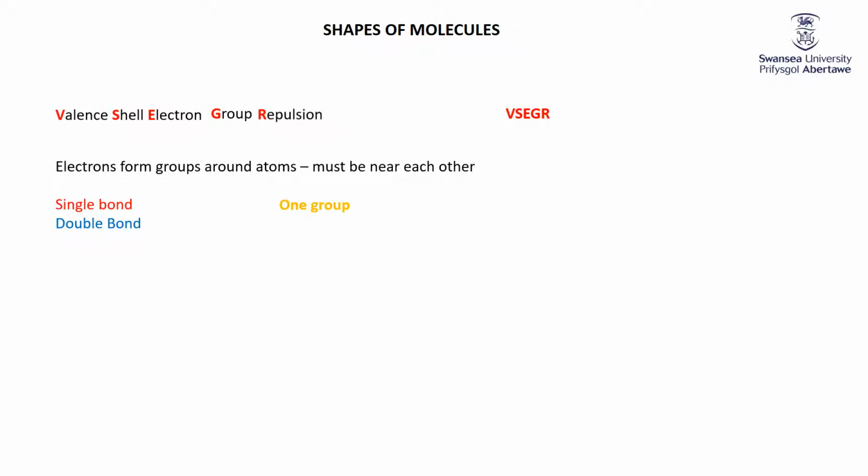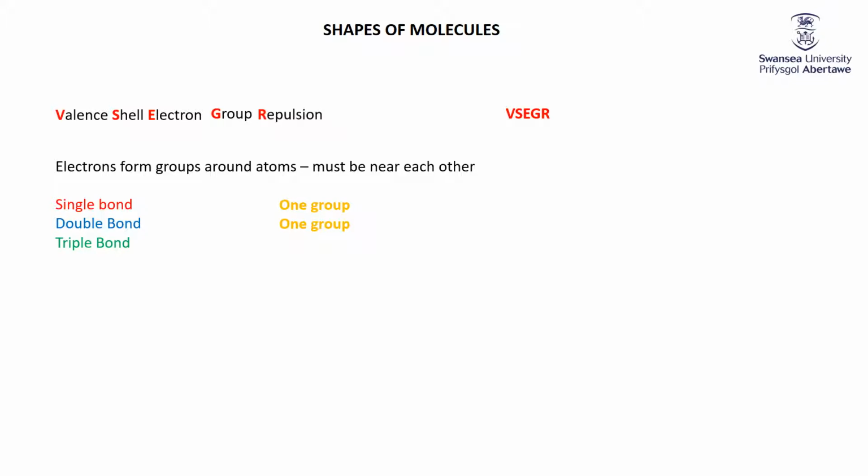A double bond, 4 electrons. However, they still have to be close to each other. They still have to be found between the two atoms that are double bonded together. And so they form one group. And that's why I like group instead of pair, because you start thinking about electron pair repulsion. Well, now a double bond is 2 pairs. No, a double bond is one group.